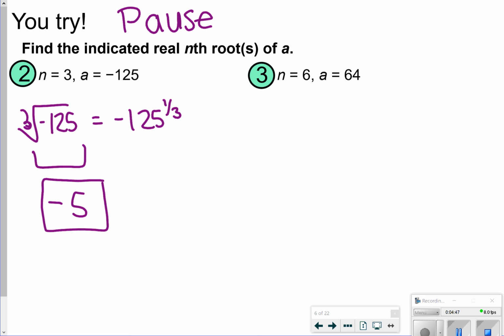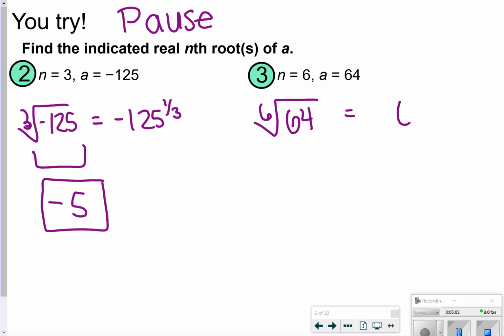Some of these you might have memorized and some of them you might not, so that's where you come in. You choose a little bit of trial and error with the calculator. Over here for number 3, we have n is equal to 6 and a is equal to 64.